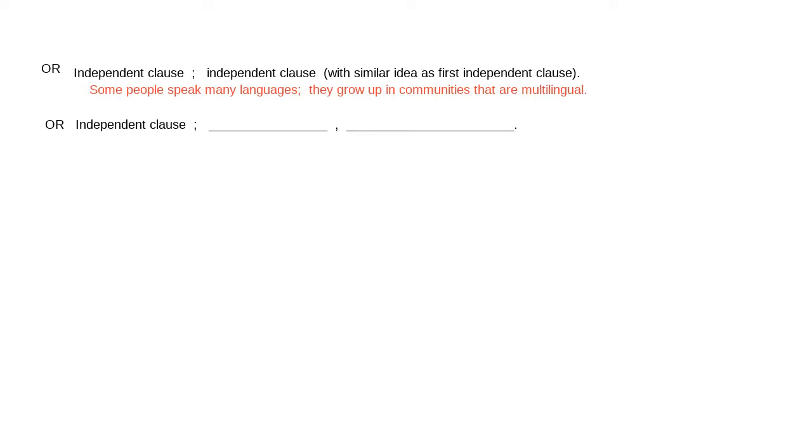So they speak many languages. Well, I'm going to give you more information about that. So I'm going to add an independent clause that has a similar idea. They grow up in communities that are multilingual. So I'm still talking about many languages. The second idea is similar to the first idea. The second clause is similar to the first clause in the topic or the idea. So this is one way that you can use a semicolon to make a compound sentence.